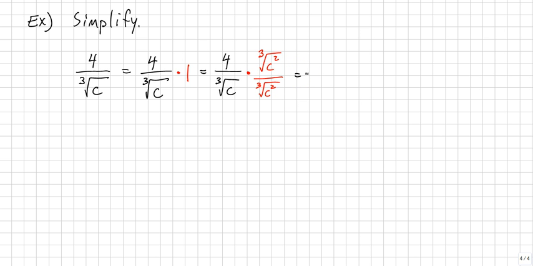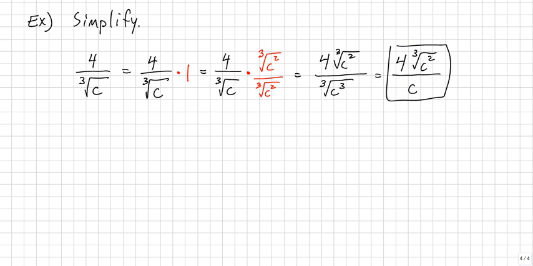And you think, well, how did I know to do that? Well, you'll see here in a second. If I do the top, I get 4 times the cube root of c squared. On the bottom, the cube root of c times the cube root of c squared is the cube root of c to the third. That's why I chose the cube root of c squared. So then when I multiplied by this one, I got an index and an exponent of 3. So I get 4 times the cube root of c squared, and the cube root of c cubed is c. And now there's no cube root in the denominator.